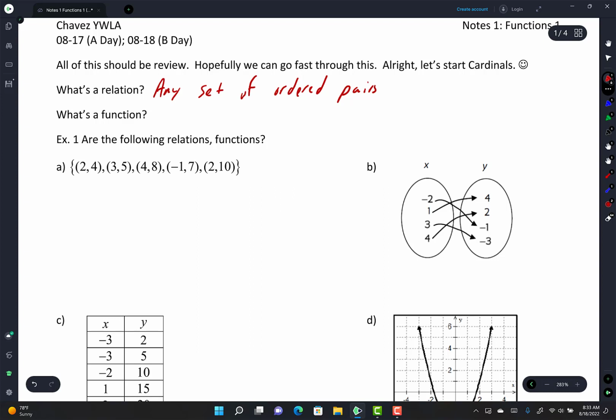Some relations are functions, and some relations are not. So what's a function? I don't know. Well, I mean, I do know, but I don't know what your previous teachers told you. They might have told you it passes a vertical line test, and that's a function. Maybe they told you x's don't repeat. All those are valid. I'm going to put passes vertical line test.